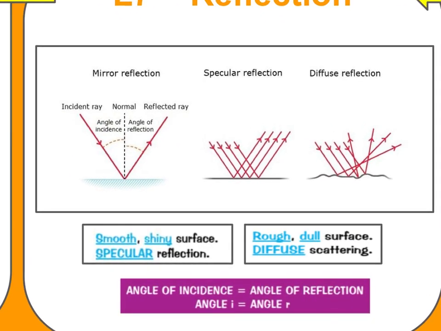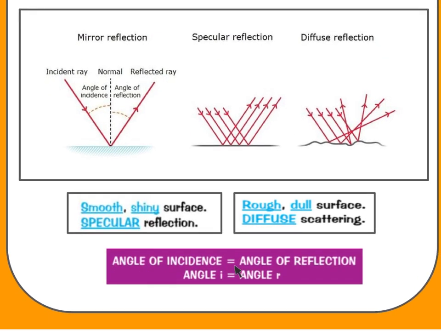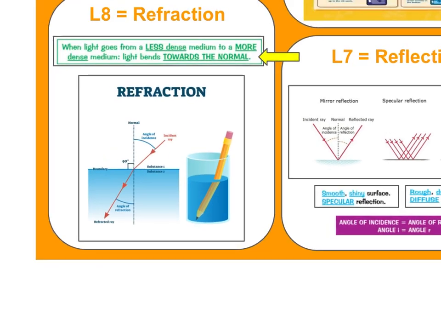Reflection then is where we've got incident rays being bounced off a flat surface, and then we've got a reflected ray. And the thing for us to know is that the angle of incidence equals the angle of reflection. That's always going to be the same with reflection. Then we've got specular reflection and diffuse reflection. That's where we've got a really flat surface, and you can see that it obeys this rule. But with a rough, dull surface, you can see that it doesn't obey this rule. So the angle of reflection then is not always the angle of incidence.